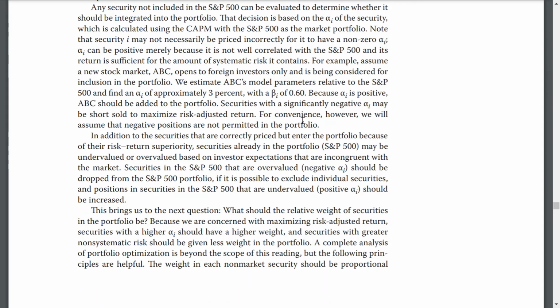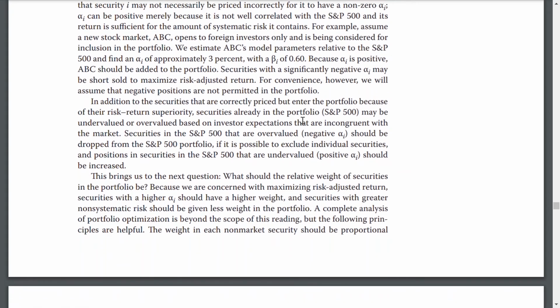For example, assume a new stock market, ABC, open to foreign investors only, is being considered for inclusion in the portfolio. We estimate ABC's model parameters relative to the S&P 500 and find an alpha of approximately 3% and a beta of 0.6. Because alpha is positive, ABC should be added to the portfolio.